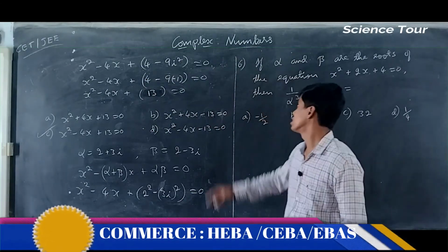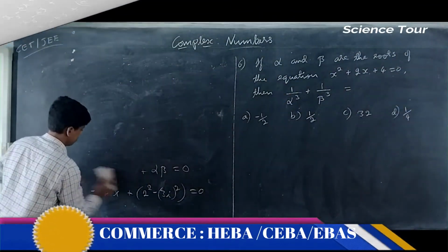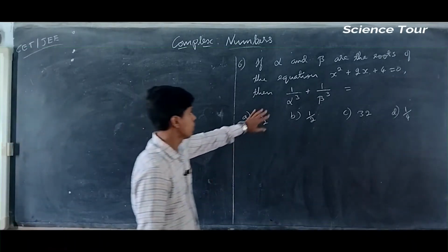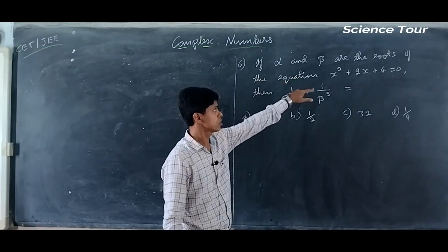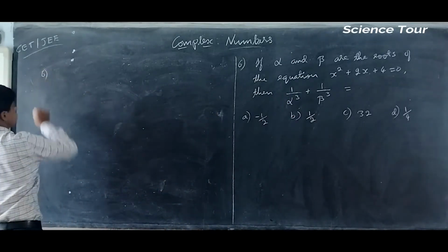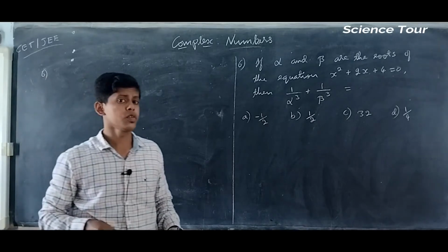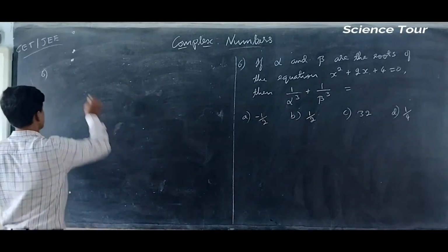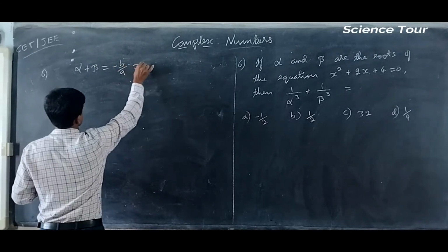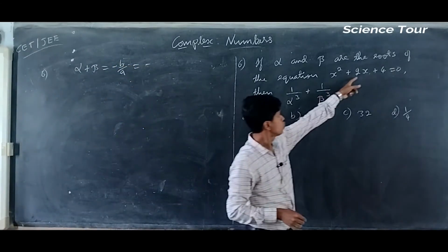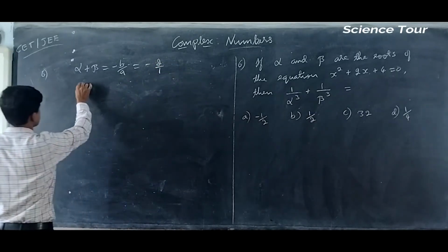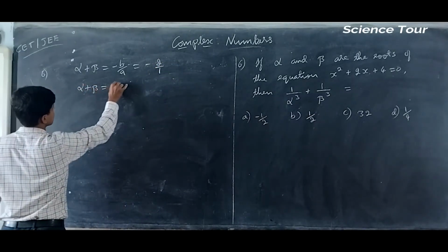Let's move to question number 6 here. Well, this is a unique question. Alpha and beta are the roots. Okay, let's find the roots first. How am I going to find them? We know the sum of the roots and product of the roots formulas, so let's use them. What is the sum of the roots? Minus b by a, and that is minus 2 by 1. That means alpha plus beta is minus 2.